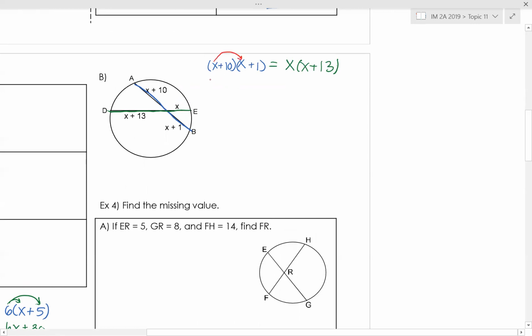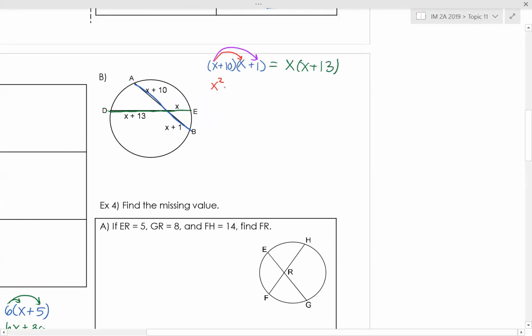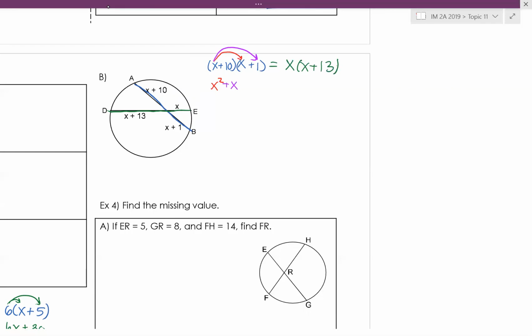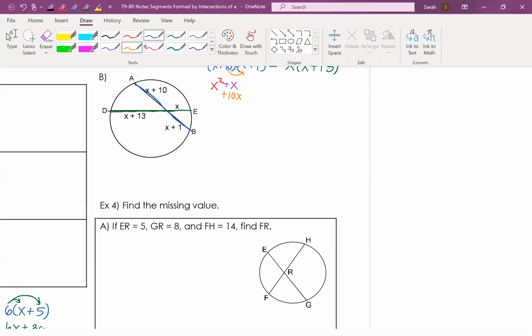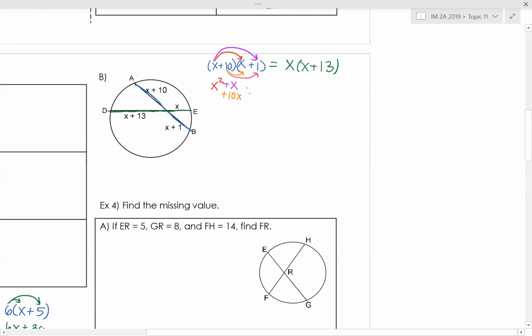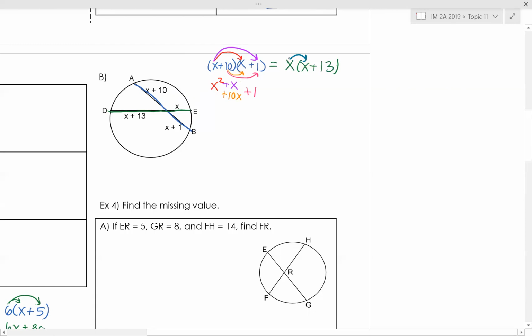So if I multiply x times x, I get x squared. Then I'm going to multiply that same x times the 1. So that's just going to give me plus 1x. Then I'm going to multiply the 10 times the x, so plus 10x. And I'm going to multiply the 10 times the 1, so plus 1. Then on the right side, I've just got a distribution. So I'm just multiplying x times x, so x squared, and x times 13, so plus 13x.